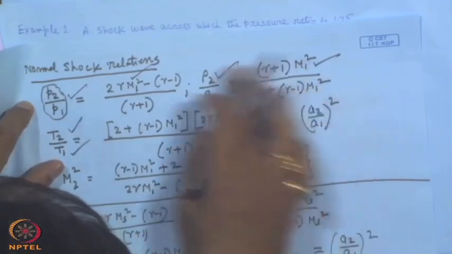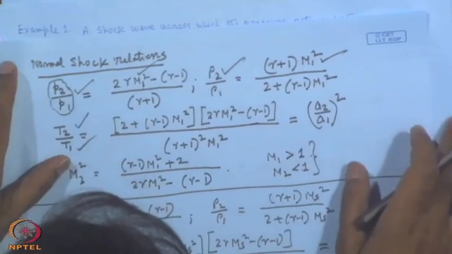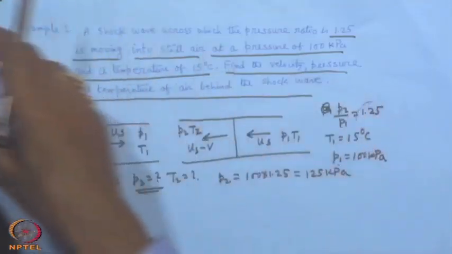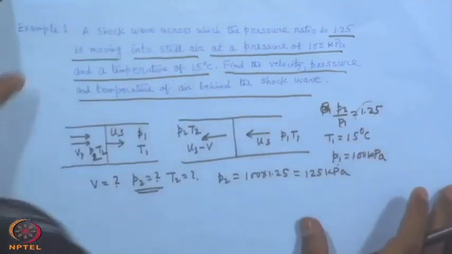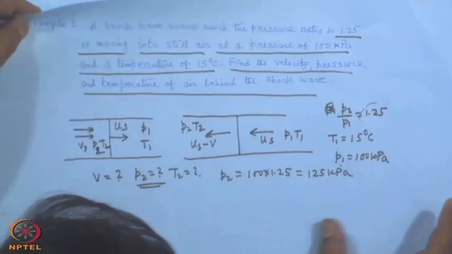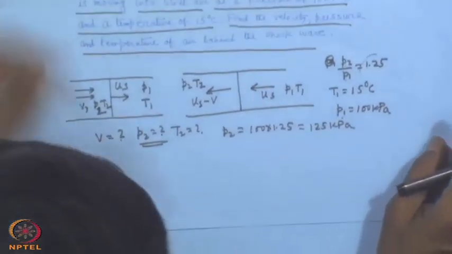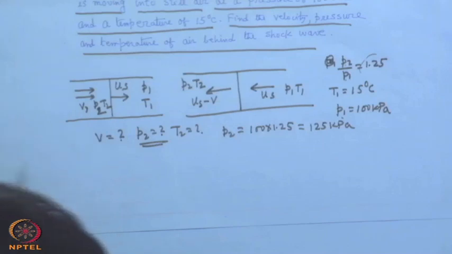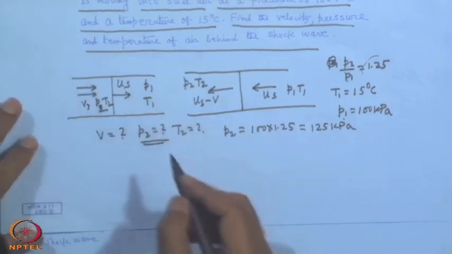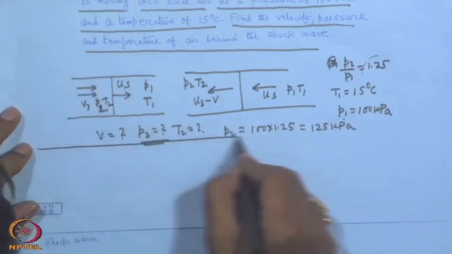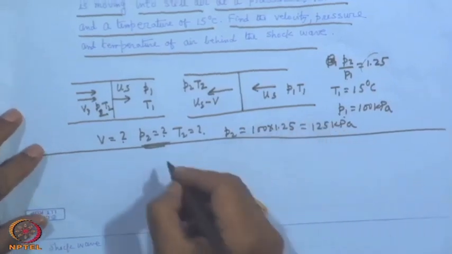But this algebraic calculation is sometimes tedious. So therefore, a table is drawn based on this calculation, as usually done for different cases. That table, as I told you earlier, is known as the normal shock tables. Just see how to use the normal shock tables.